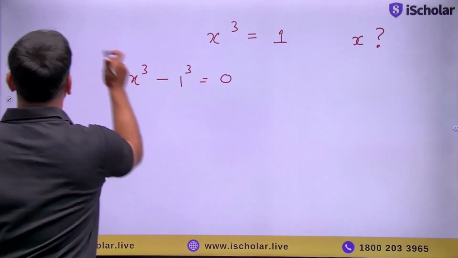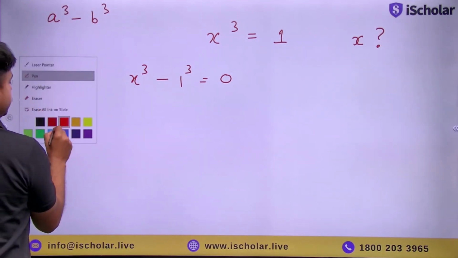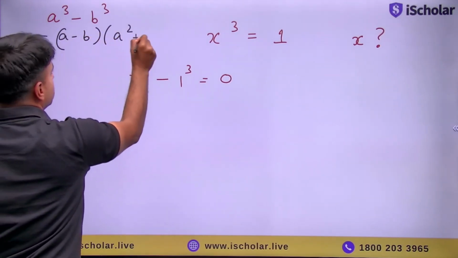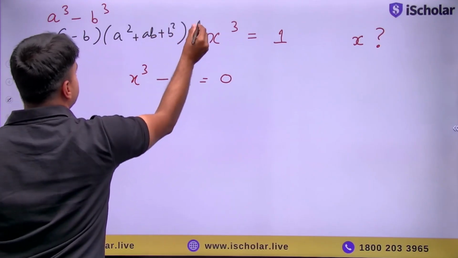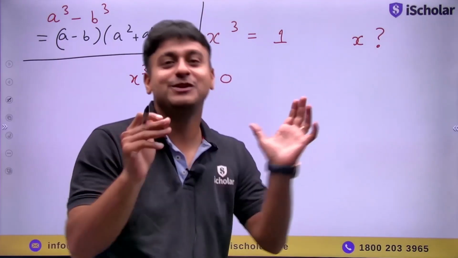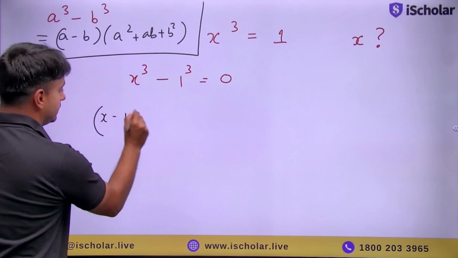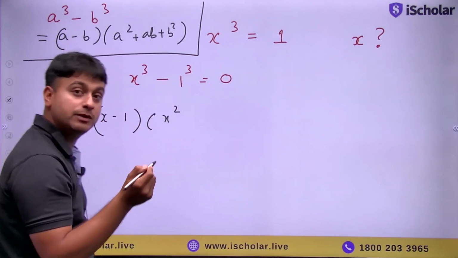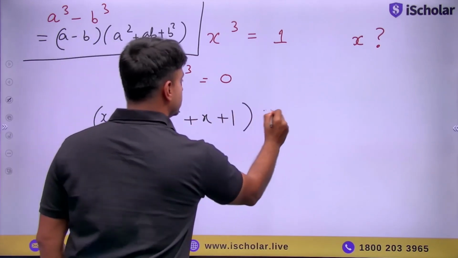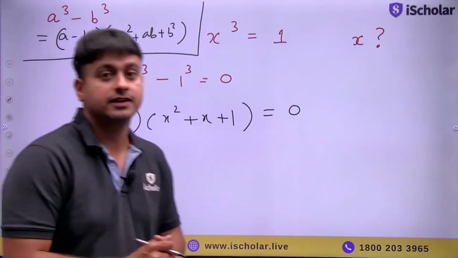Now I will use the a cube minus b cube identity. Everybody knows the a cube minus b cube identity. It is a minus b times a square plus ab plus b square, right? I'm going to use this amazing identity that we learn in grade 9. So this will become x minus 1 into x square, the ab term will be x, and then b square would be 1 square, which is just 1. So this gives me two expressions, two factors.